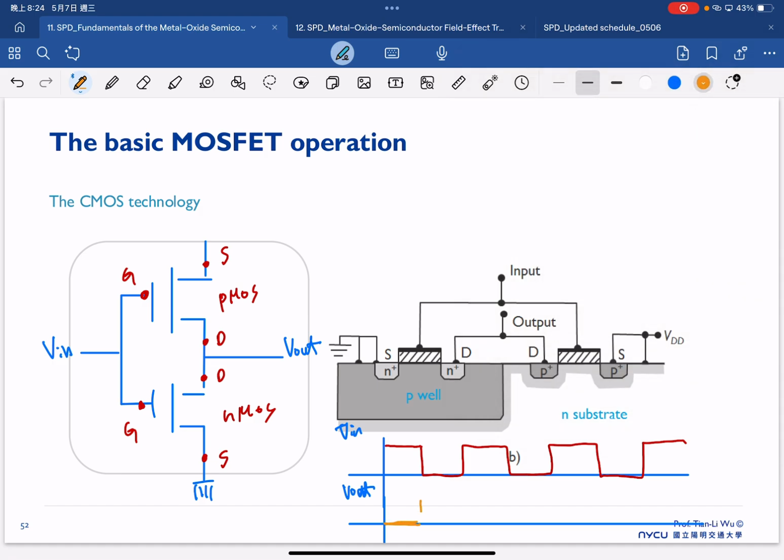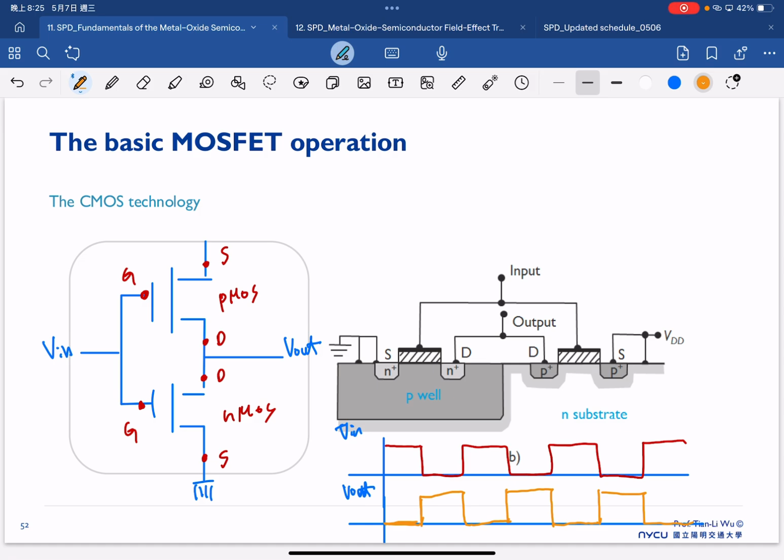So then we can realize this output waveform in here. So that's an inverter, from the input and output. So we will actually be able to realize the detailed operation for CMOS. You can find many online materials or even the textbook.